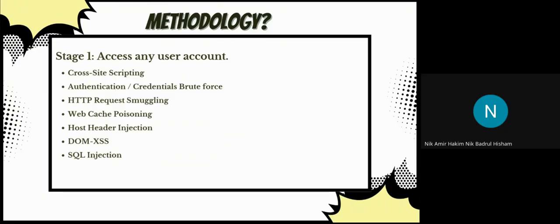So the methodology of stage 1. Stage 1 is where you access any user account. Basically it can be anything in web vulnerabilities, but focus more on cross-site scripting. We can also focus on authentication, either authentication issues or credential brute force. It can be HTTP request smuggling, web cache poisoning, host header injection, DOM XSS, and SQL injection.